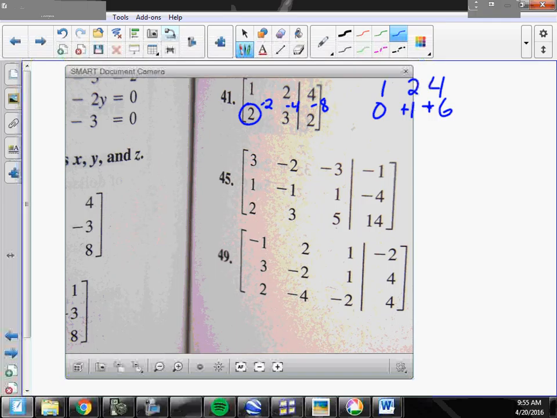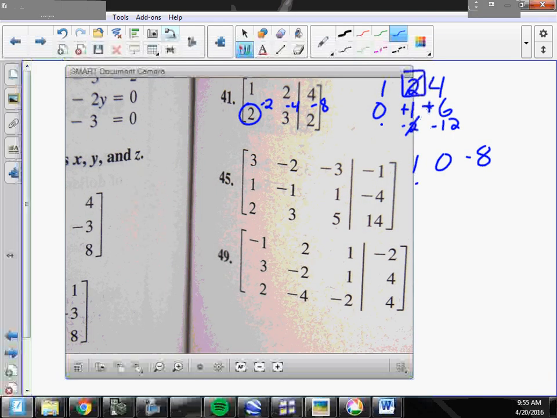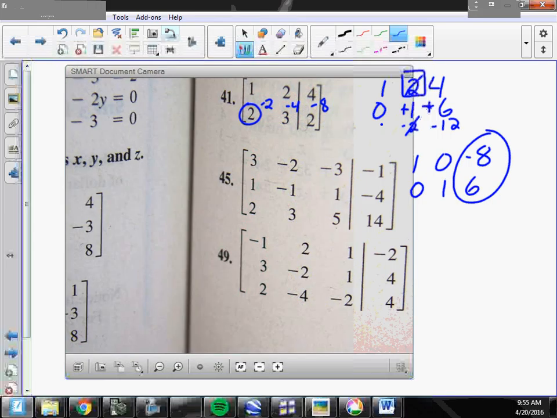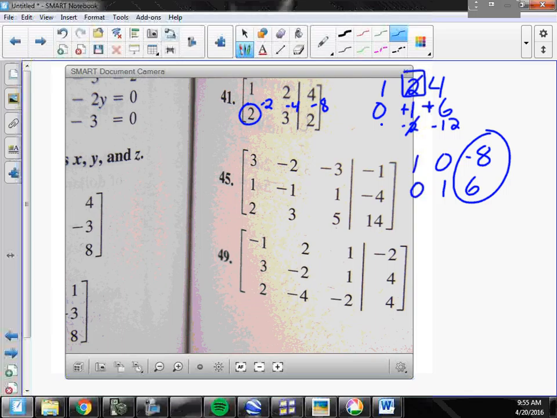And then what do I need to do to the second row to get rid of this 2? Times it by negative 2. And then add the first and the last together. 1, those cancel, 0, negative 8, and then 0, 1, 6. So my answers are negative 8, 6. That one wasn't bad.